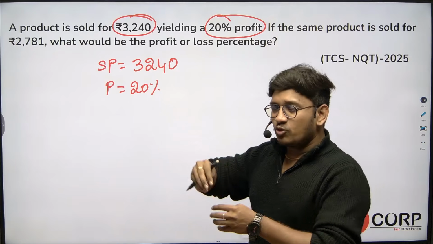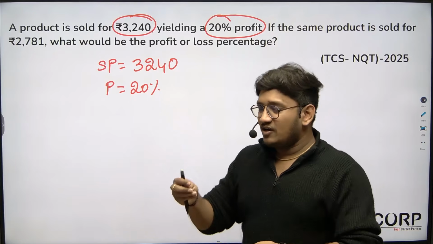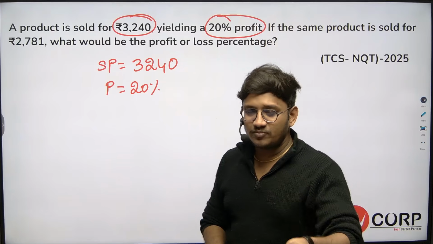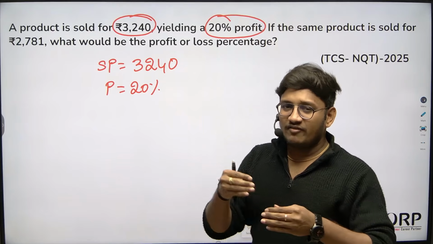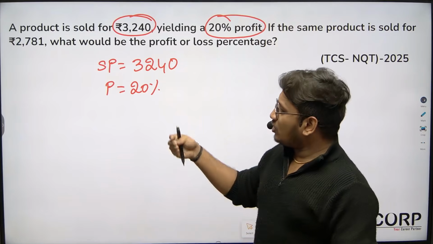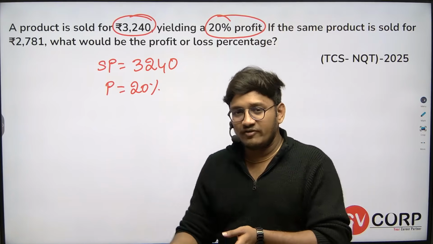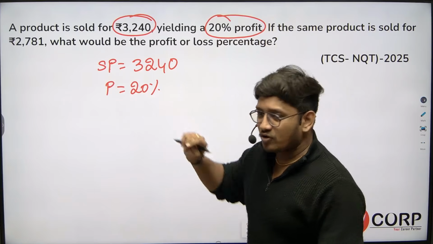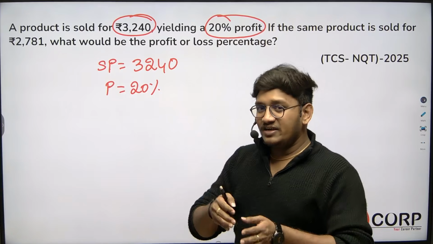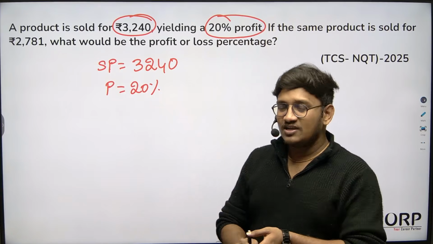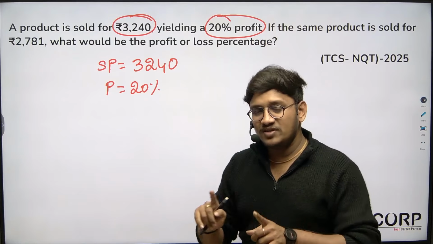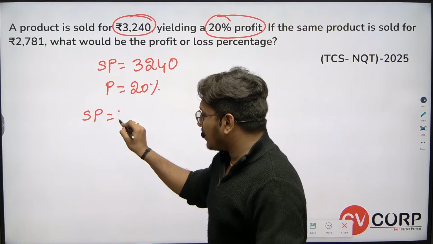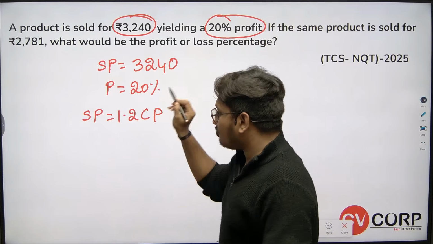Very simple, guys. This question can be solved by different methods. You can directly take 120% as 3240, then calculate 100%, and compare the values. It is the simplest way. Or we also followed one simple way to understand this profit and loss logic. When you know the selling price and profit of 20%, I already discussed many times in the previous videos how to frame the relation between selling price and cost price. When the profit is 20%, I can say that selling price is equal to 1.2 times the cost price, right?